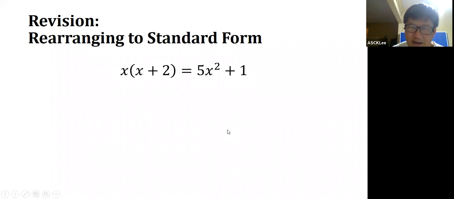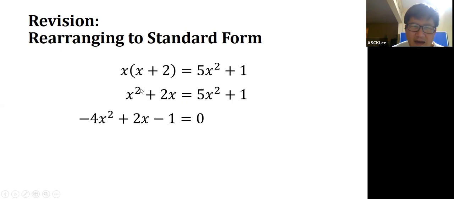Okay, wow, another one. How do you get this to standard form? Multiply this out, x squared plus 2x. How do I get x squared plus 2x? Just multiply this out, equals 5x squared minus 1. And what you do is bring everything to the left side. And so you have x squared minus 5x squared, that gives you minus 4x squared, plus 2x, and here plus 1, when you bring it over, you get a minus 1.